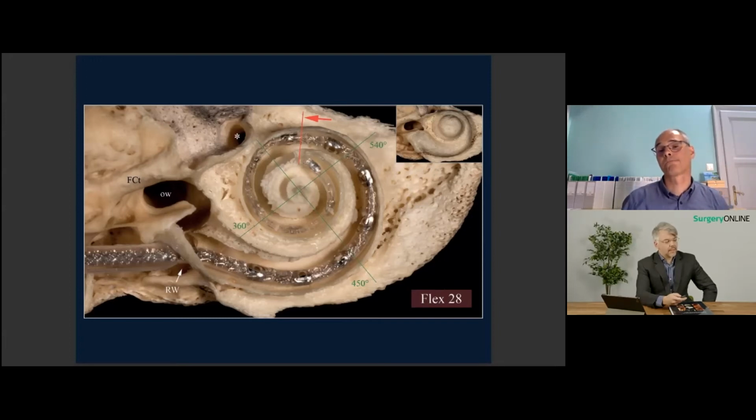This is absolutely the prerequisite for a good insertion of the electrode from a morphological view. Mm-hmm. And how important is it, again, to have different lengths of the electrode in your portfolio? It depends on the cochlea.